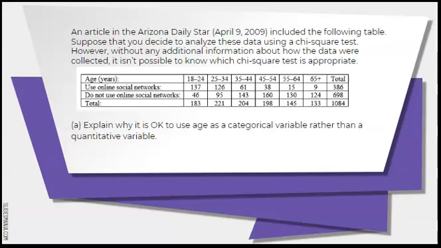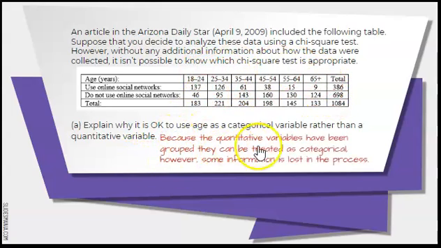First of all, let's explain why it is okay to use age as a categorical variable rather than a quantitative variable. Well, if you'll notice, the ages are grouped. It's not individual ages, they're grouped together. So because we're grouping them, they can be treated as categorical. Now the downside to this is that some information is lost, but it is a way to convert it to categorical data.